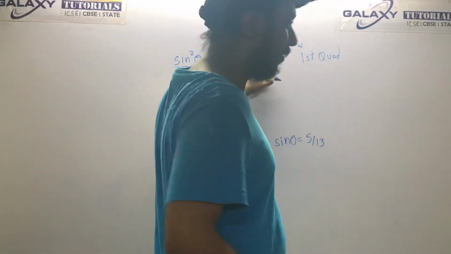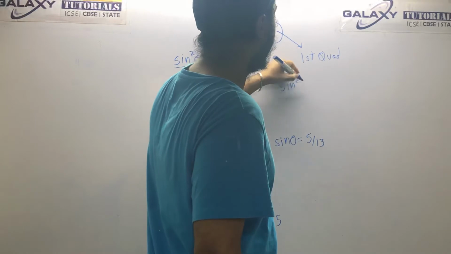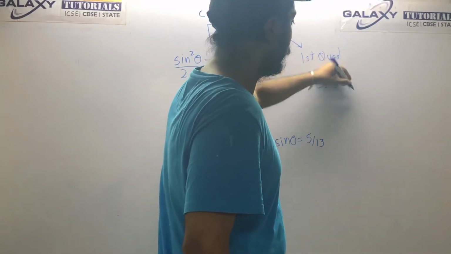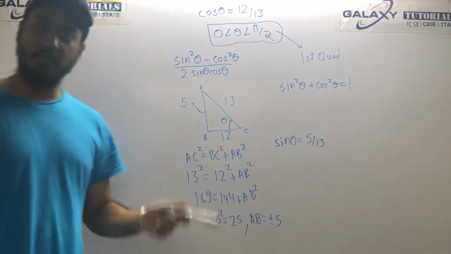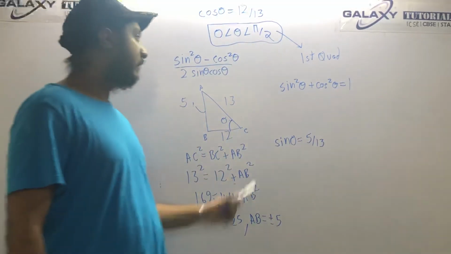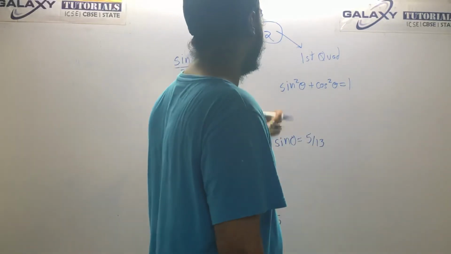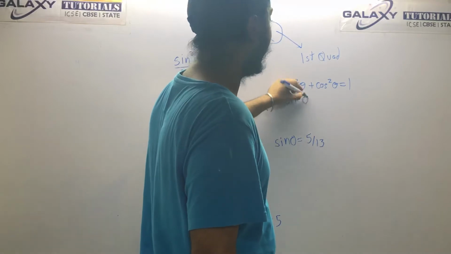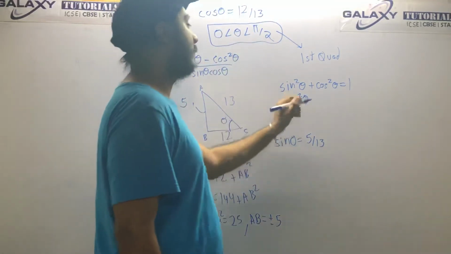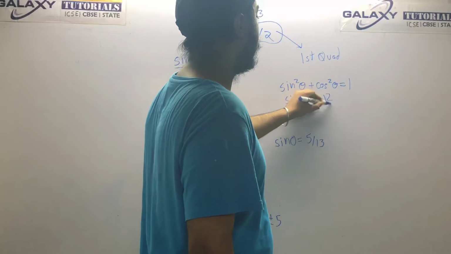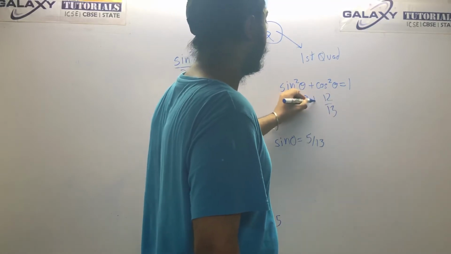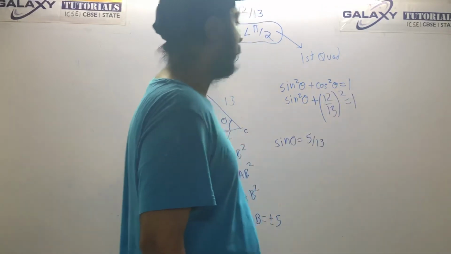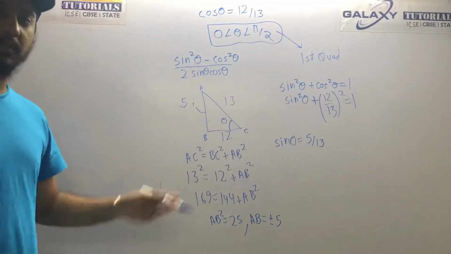I have showed you this identity, sin square theta plus cos square theta is equal to 1. So you can use this identity. How will you proceed now? Sin square theta plus cos square theta is equal to 1. You don't know the value of sin square theta, so write it as it is, plus cos square will be 12 by 13 whole square. I just put the value of cos theta.